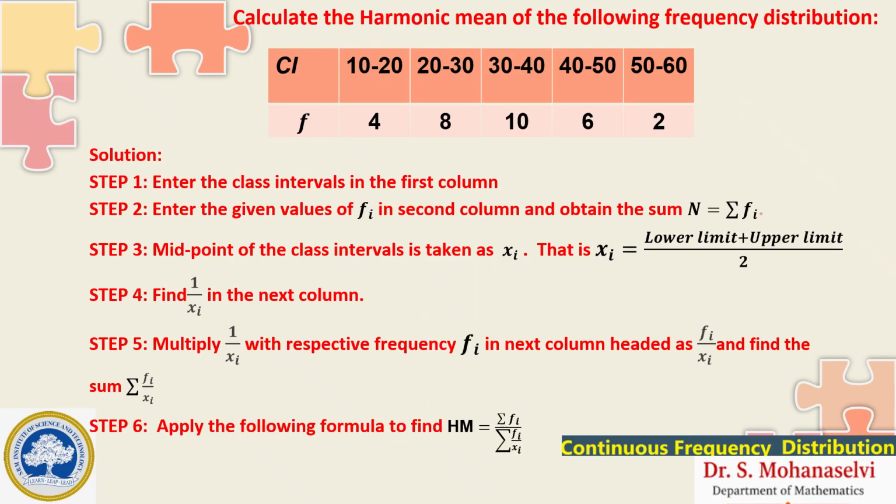Now, let us calculate the harmonic mean for a continuous or a grouped frequency distribution. Since the data are given as class intervals, we will find the midpoints of each of the class intervals. Next, we find the reciprocals of each midpoint. Then we multiply each reciprocal by its corresponding frequency and calculate the totals. Finally, we apply the harmonic mean formula to obtain the answer.